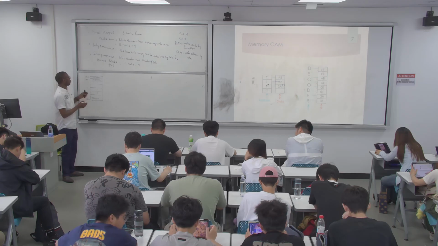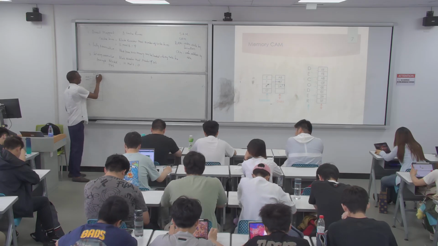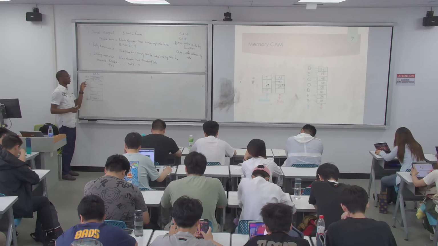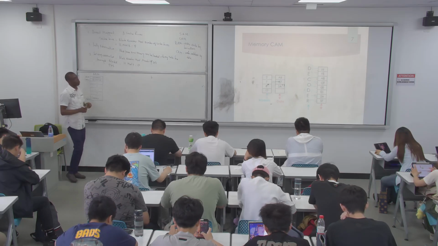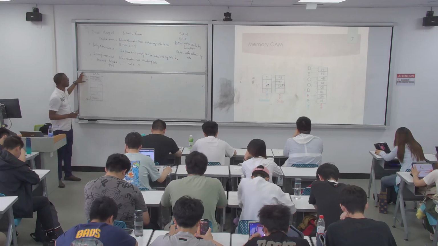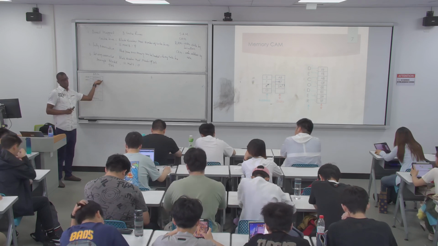Now, for random access memory, the system will return data based on the memory address. The system will ask for the data based on a memory address. But for the content addressable memory, the system will return a specific memory address based on the content of the data. That is the main difference.